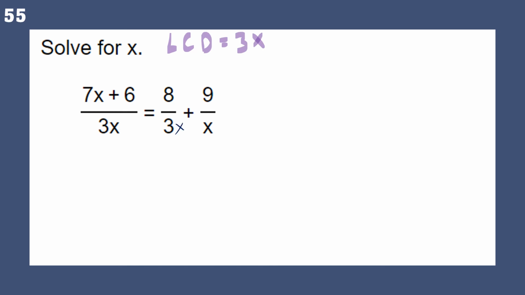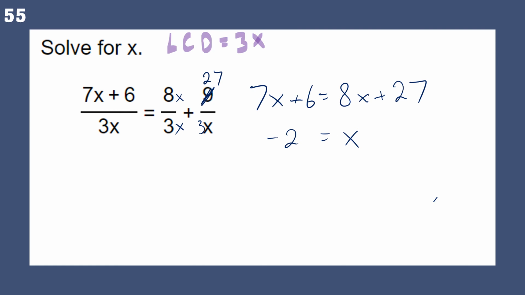That means we need an x right here on the top and bottom, and we need a 3 right here on the top and bottom, so that would make that a 27. Okay, now that they all have the same denominator, we can multiply the whole equation by 3x, and that'll cancel out all the denominators. And now I have an equation, 7x plus 6 equals 8x plus 27, that we can solve much quicker by subtracting the 7x and subtracting the 27, and we get x equals negative 21.